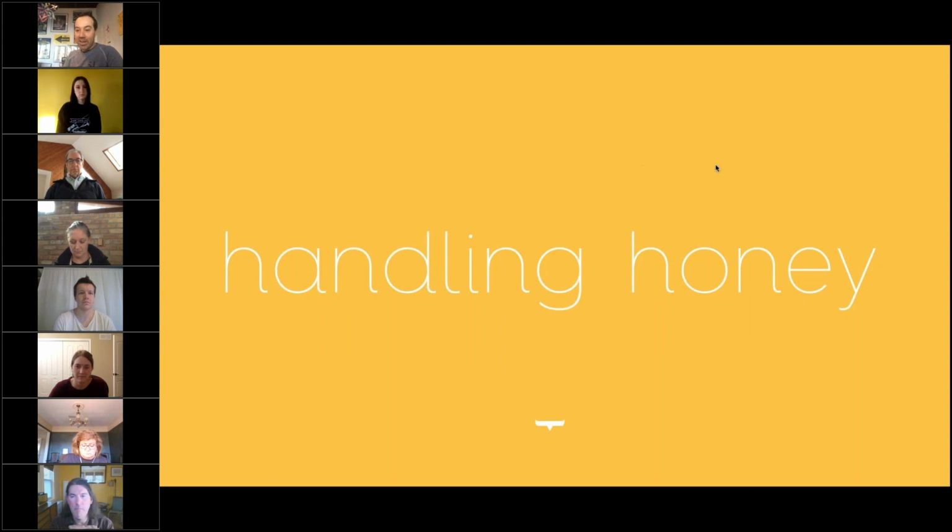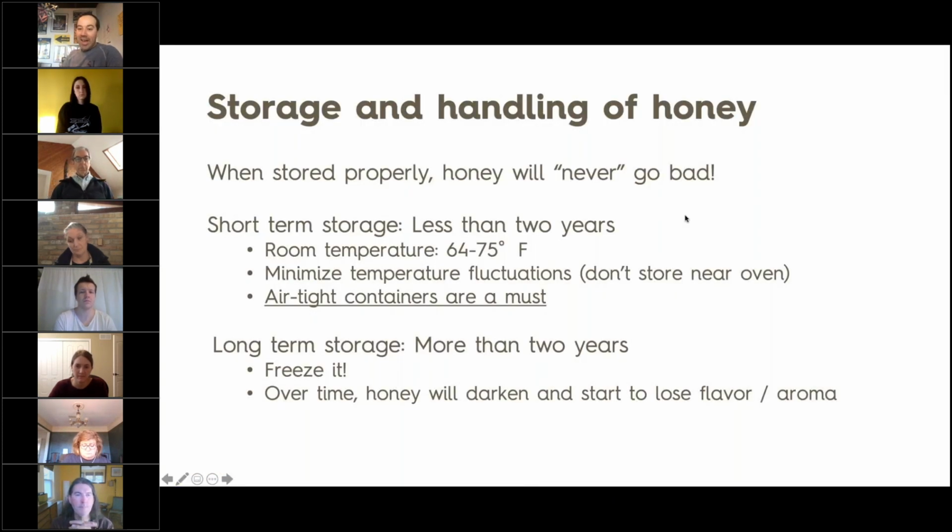Moving to handling honey, which is a great thing about honey, other than the stickiness factor. If stored properly, honey is never going to go bad, which is a really, really great thing. You want to store it at room temperature. You don't want to put it near anything where there's going to be great fluctuations in the heat. So don't put it near the oven where the oven's on and it gets hot, and then it cools down and then it gets cold. Every temperature fluctuation has the ability to essentially burn off some of those VOCs, those really volatile flavor compounds that you want to preserve in your honey so it makes it through.